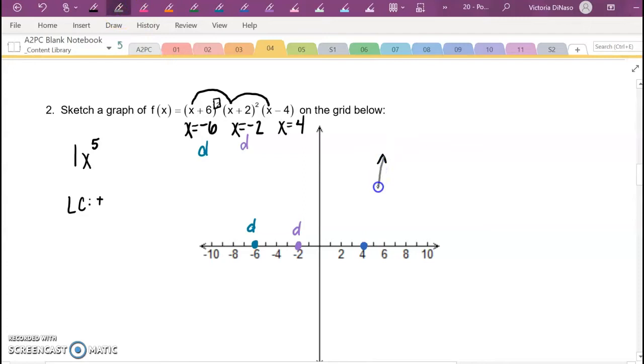So now I'm going to draw and connect my blue. From here, I'm going to go to the purple. Now, because it's a double zero, as we talked about in section 19, double zeros touch but don't go over the graph. So I'm going to continue going underneath. I'm going to touch my teal point. And because it's another double zero, I can't go over the x-axis, so we're going to stay under. And this is a rough sketch of this graph.